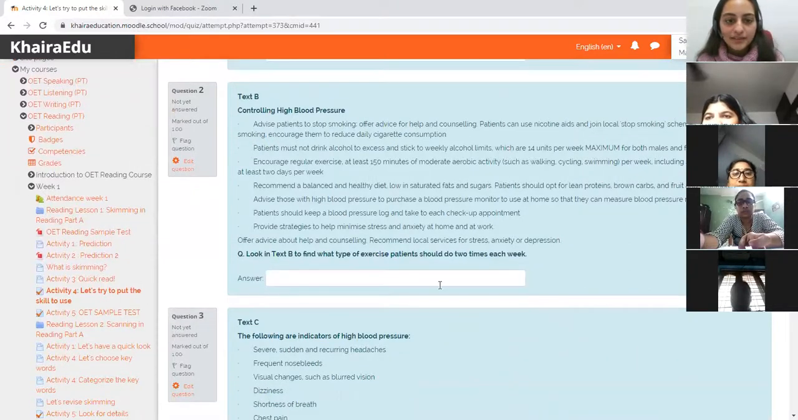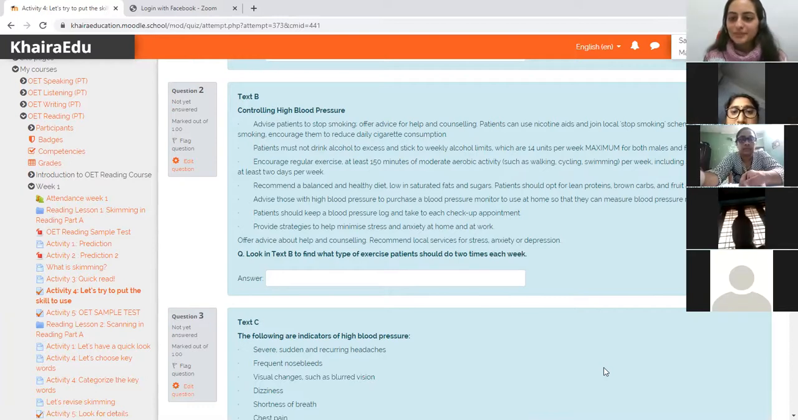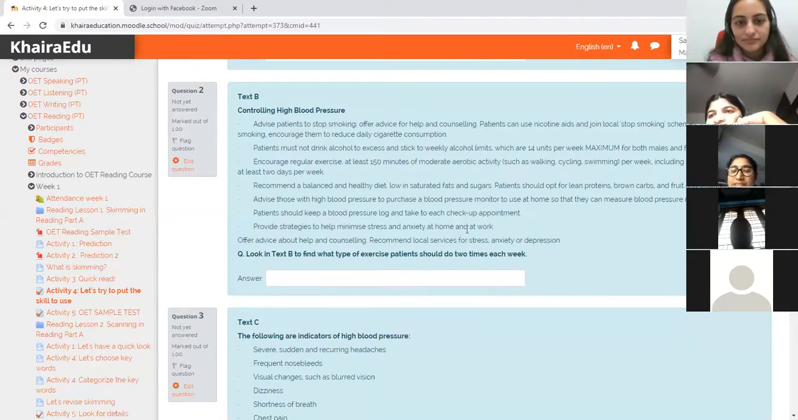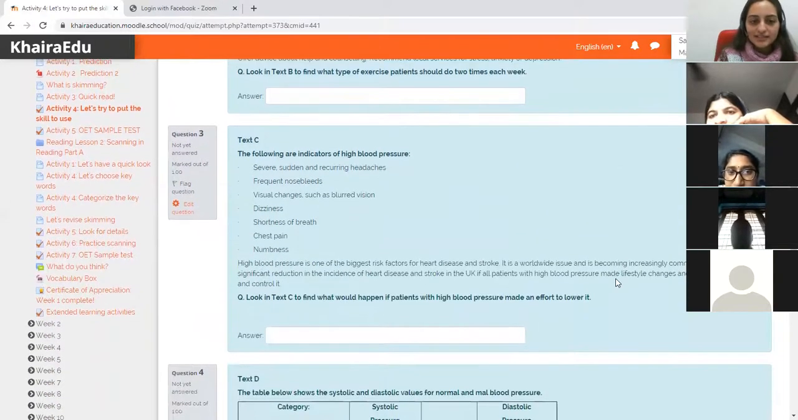So in text B, look in the text to find what type of exercise patients should do 2 times each week. So, Rajita, could you please answer? Strength exercise, that I wrote. Okay. Everyone else, did you have this same one? Yes, ma'am. Okay. So here, including strength exercises at least 2 days per week. Then let's look at text C.